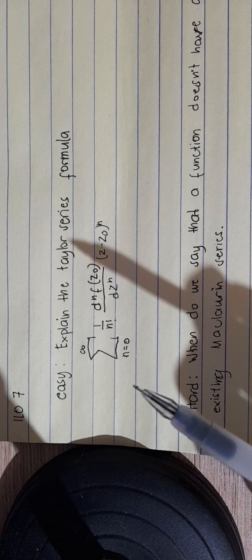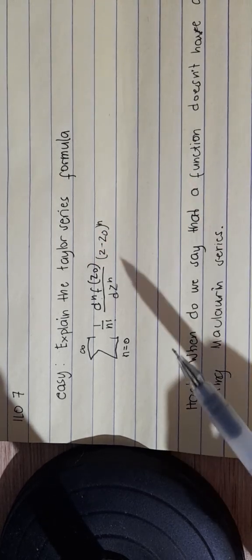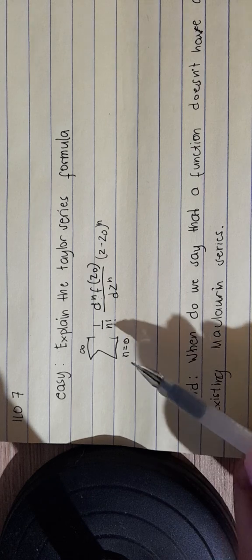Hello guys, let's explain the Taylor series formula. So we all know that the Taylor series formula represents a way to express a function as an infinite sum of terms, allowing us to approximate the value of the function at any point. So without further ado, let's explain this.